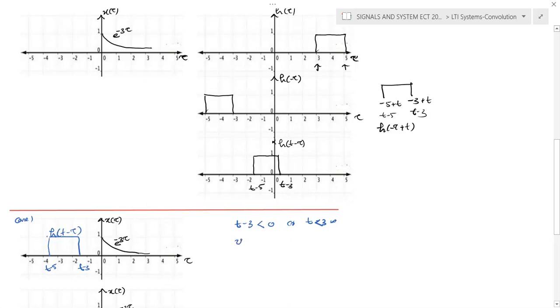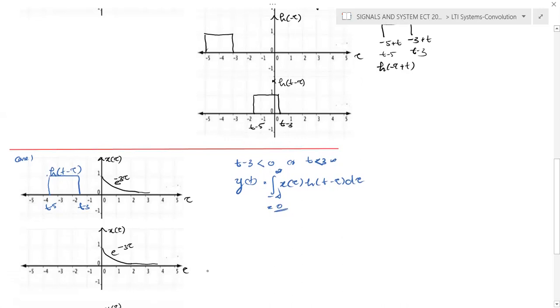That's the first case. Now we need to evaluate the integral y of t, the integral from minus infinity to infinity of x of tau into h of t minus tau d tau. And for this particular interval, t less than 3 or t minus 3 less than 0, you can see that the non-zero magnitude of x of tau starts from 0 onwards, and t minus 3 is less than 0. So if you multiply x of tau and h of t minus tau, you will get 0. For the first limit, you will get 0.